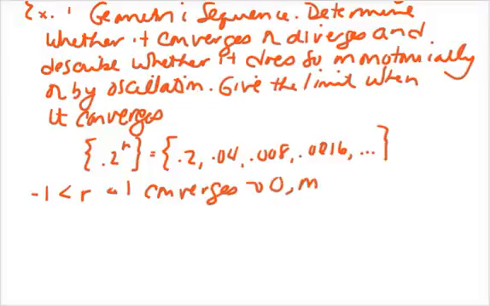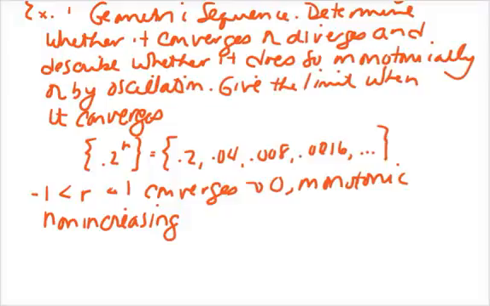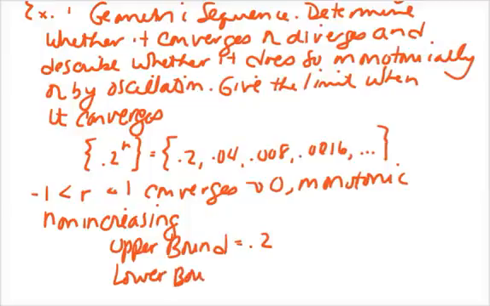It's monotonic, because it's non-increasing. It's also bounded, where the upper bound is equal to 0.2, and the lower bound, since it converges, is 0. Okay, so that's one example.